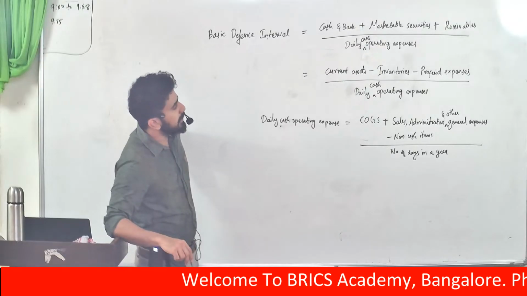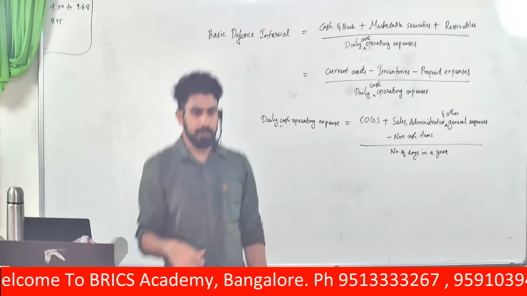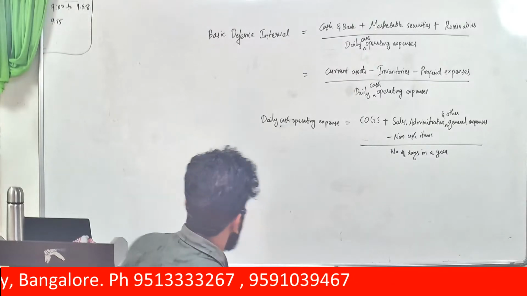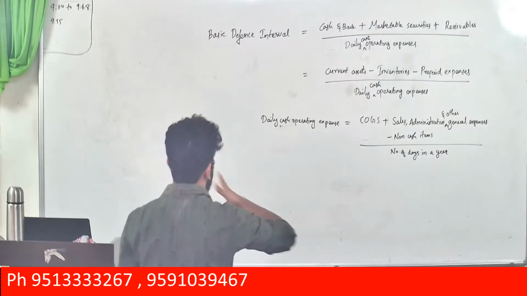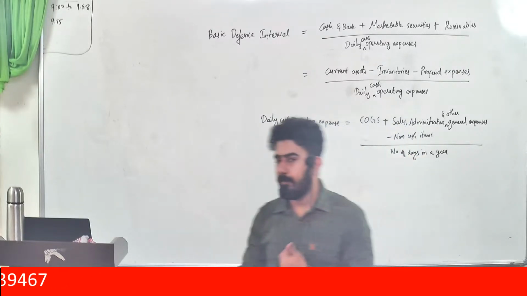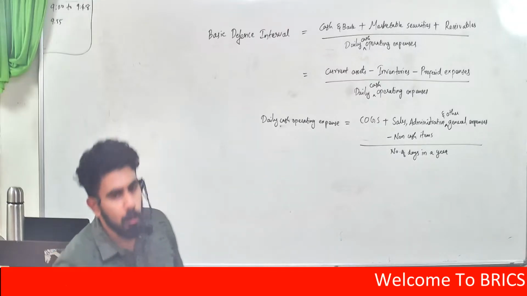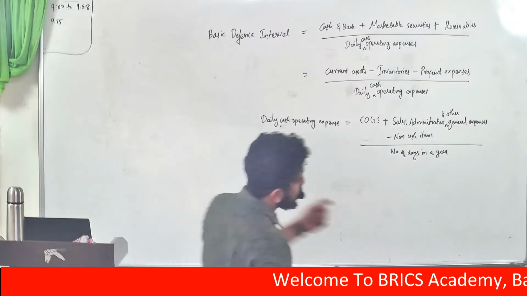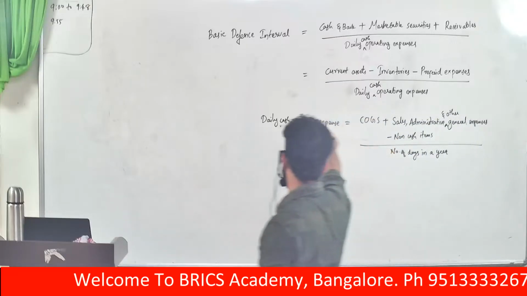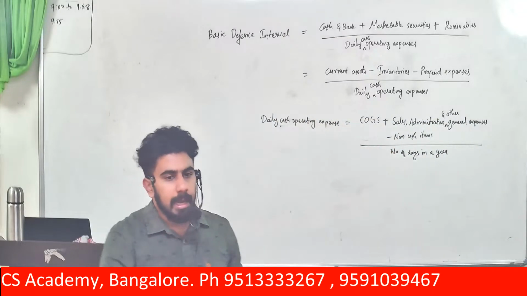Say for example, the company's sales stop. Tomorrow a war has come, and because of that, the company had to stop. This particular ratio will tell us how many days you can survive without getting any money from outside. How many days can you meet your current liabilities? How many days can you run?